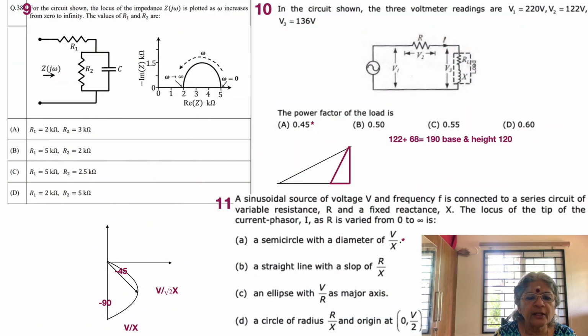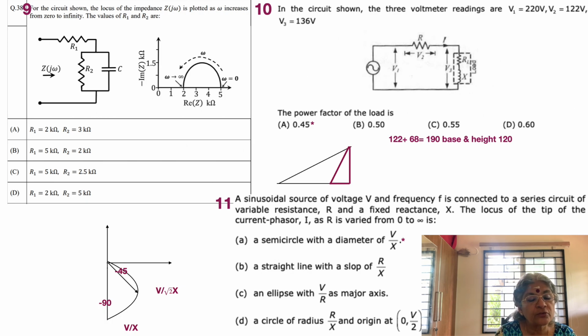So let's move to problem number 10. In the circuit shown, the 3 voltmeter readings are V1 equal to 220, which is the overall voltage, as we can see from the diagram. V2 is equal to 122, which is across the resistor, and V3 equal to 136, which is across both the resistor and the reactance put together, across a coil. The load is RL plus jXL, across which the voltage is 136.